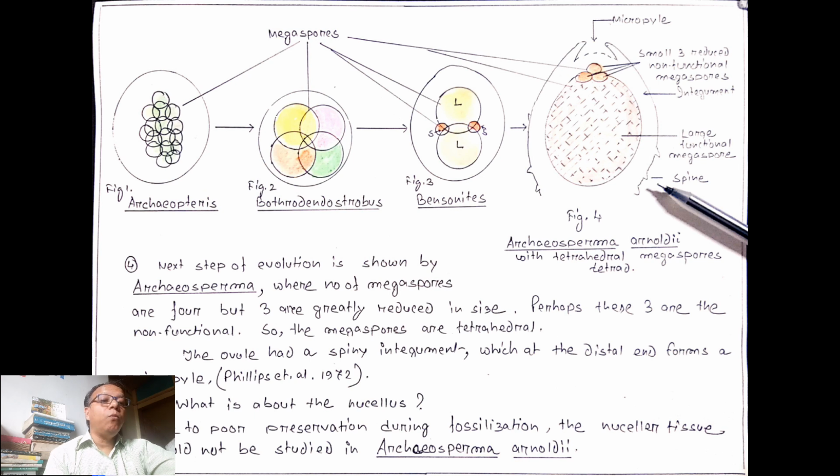Now, what about the nucellus? Due to poor preservation during the fossilization process, the nucellar tissue could not be studied in Archaeosperma arnoldi. Hence, we cannot say anything about the nucellus of this ovule. That is, in the ovule of Archaeosperma, the nucellus is lacking, and it is only due to the poor preservation process.